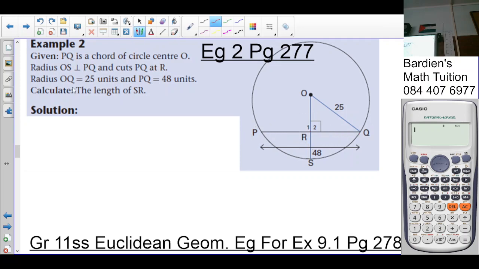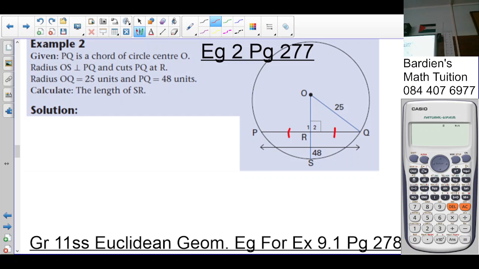Calculate the length of SR, which is this here. But what can I calculate first using Pythagoras? I can calculate OR. Once I have OR, I take 25 minus OR, and I will get SR. Any confusion? Right, so where do we start?